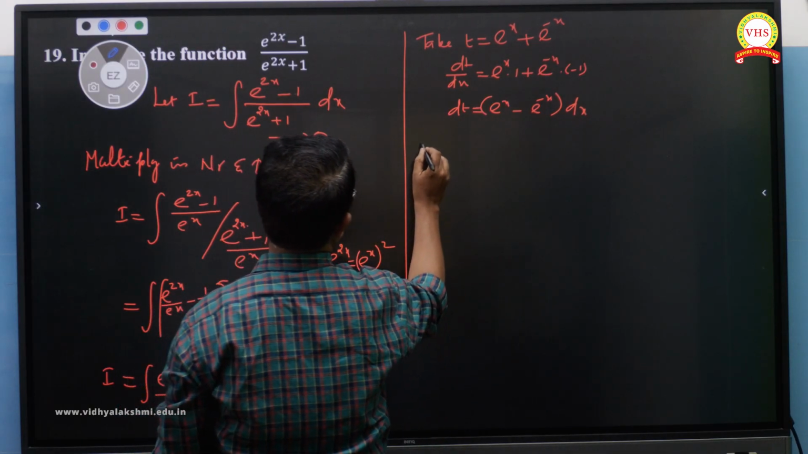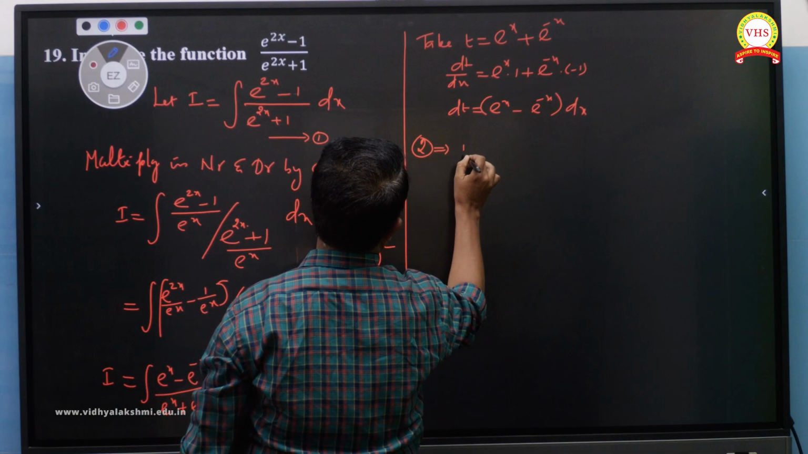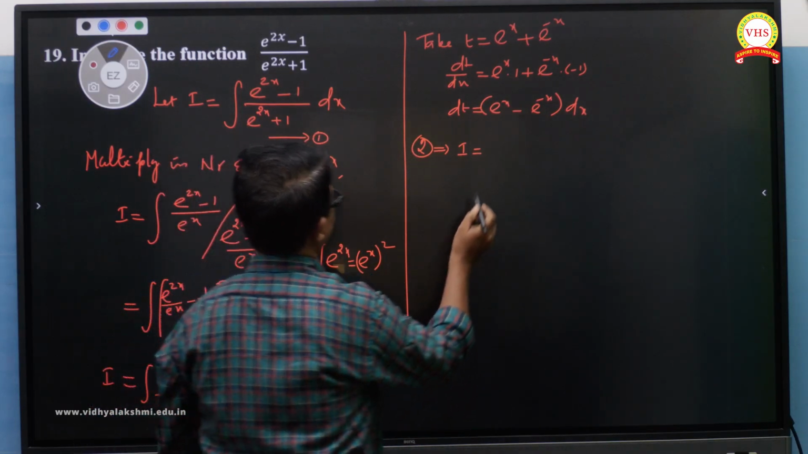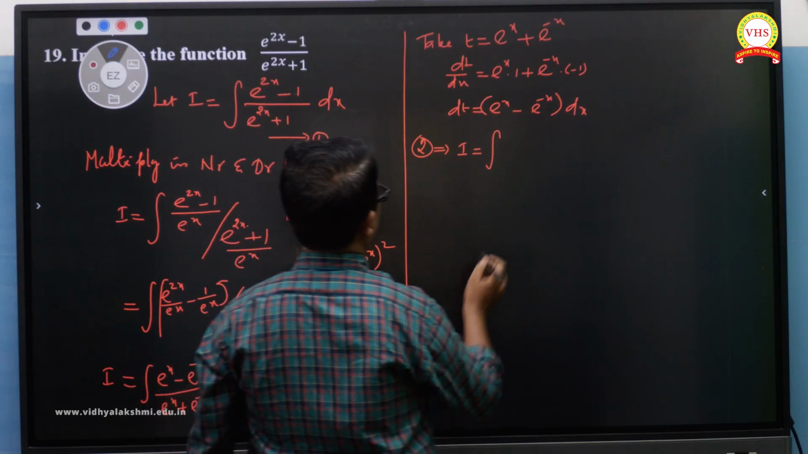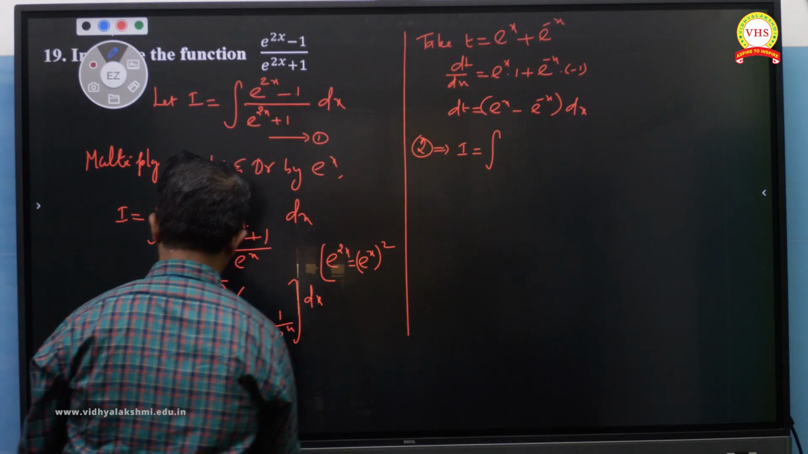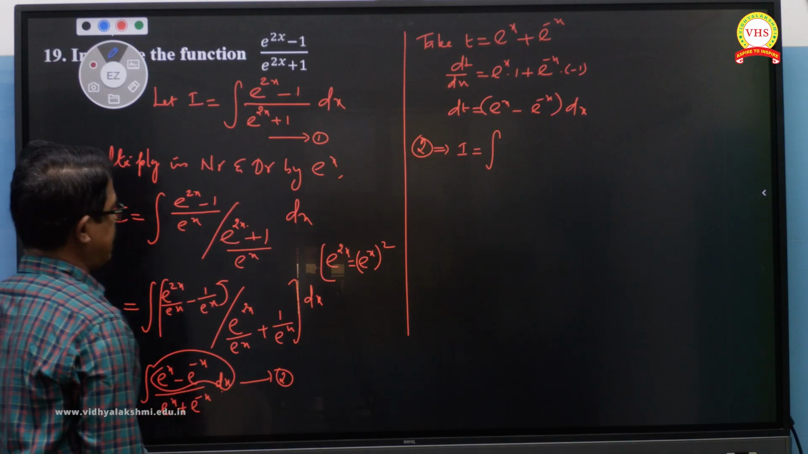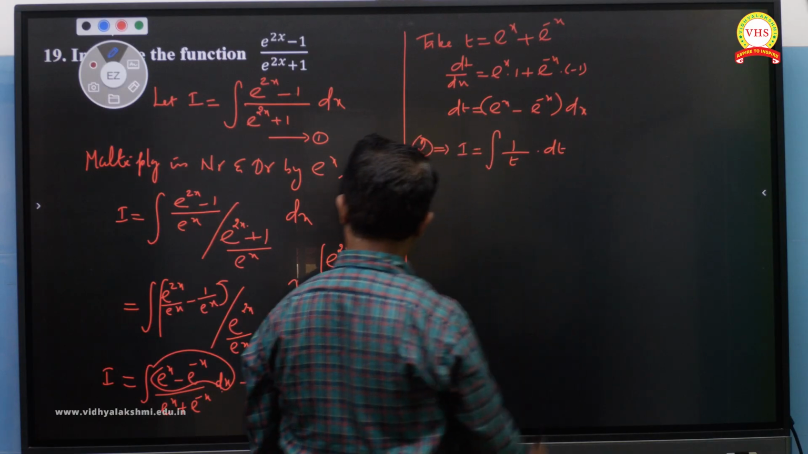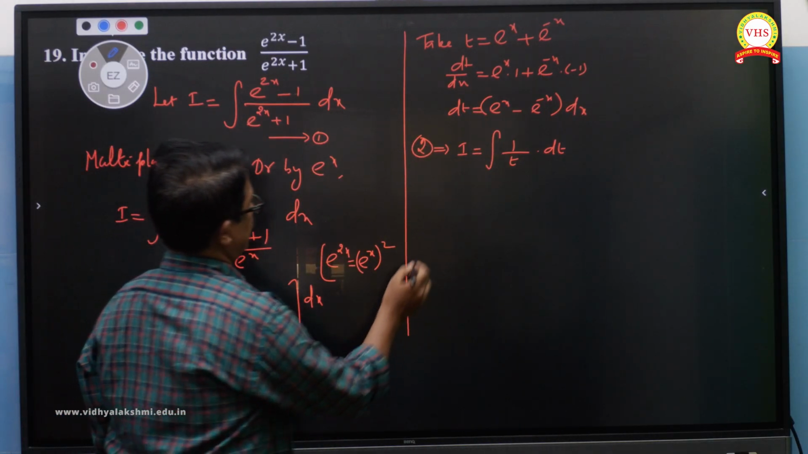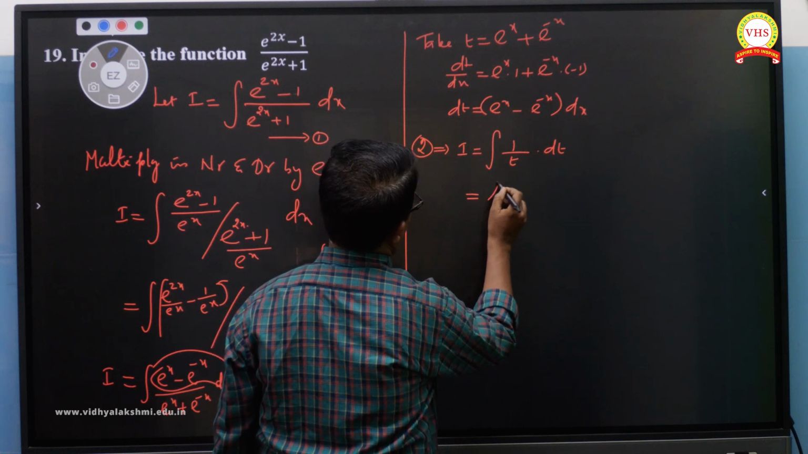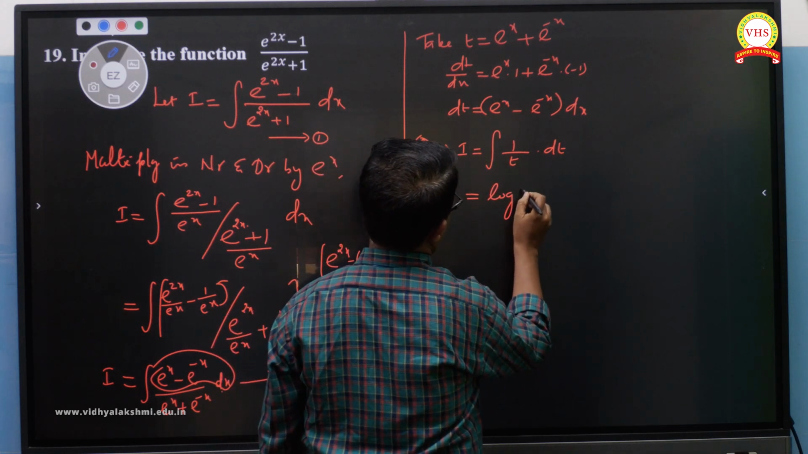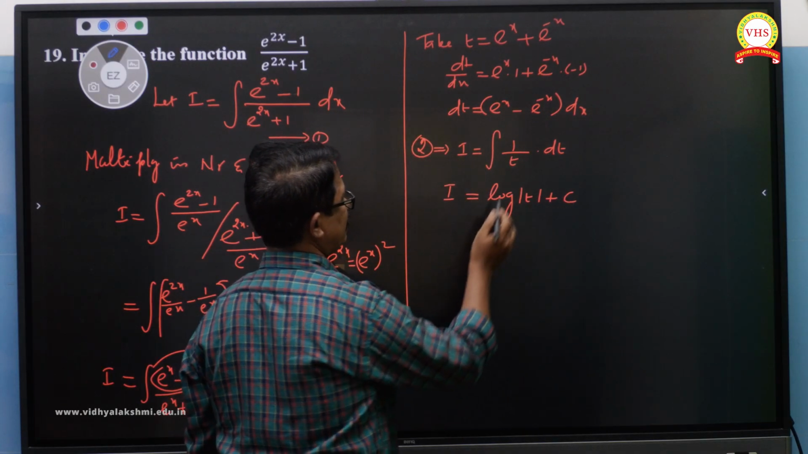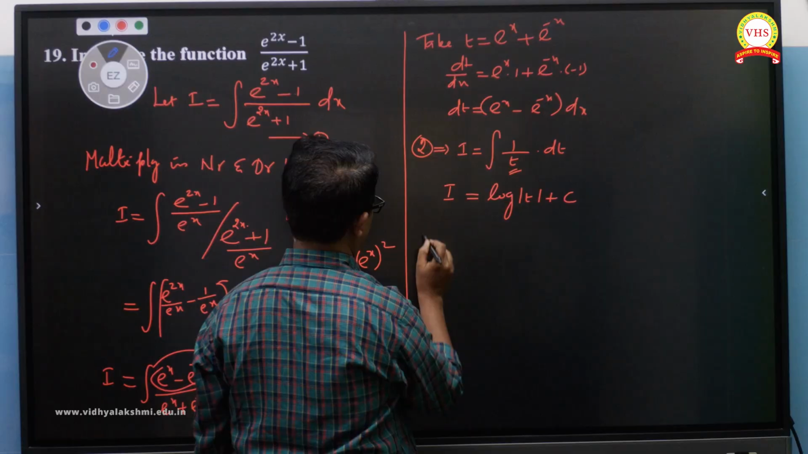Now equation 2 becomes, what is I equal to? The integral of this value, which comes as dt, correct? That is 1 by t dt, yes, because the denominator is t. Now the integral of 1 by x dx is log x, so here the integral of 1 by t dt is log t plus c. Yes. Now replace the t value.